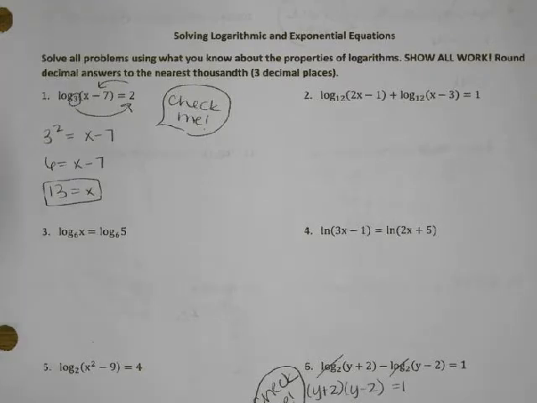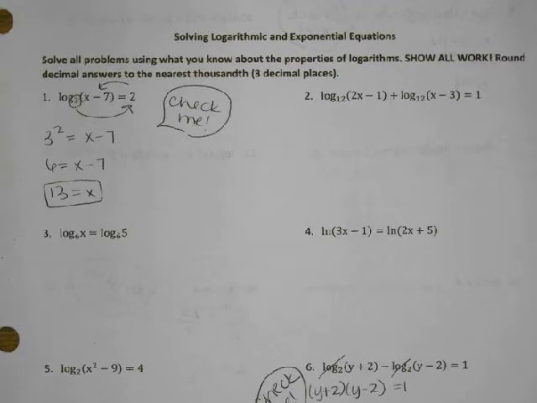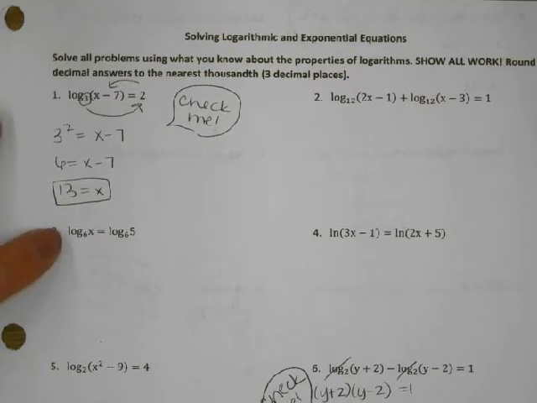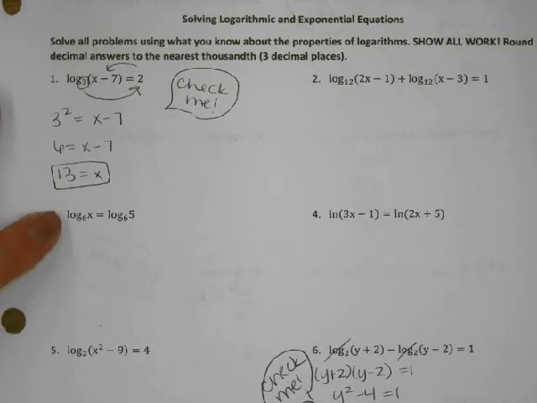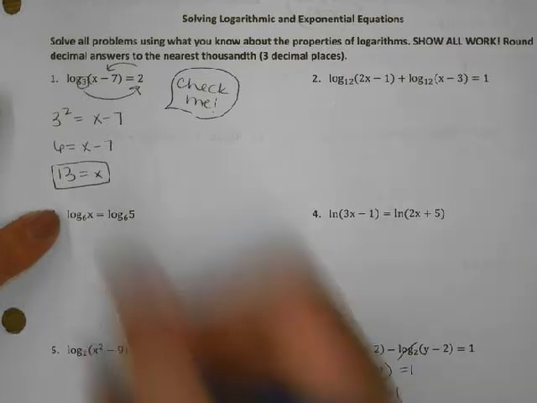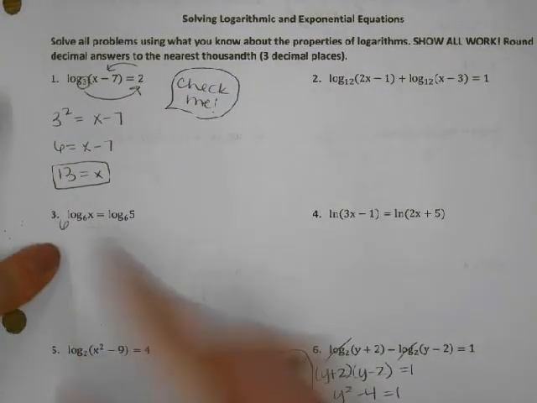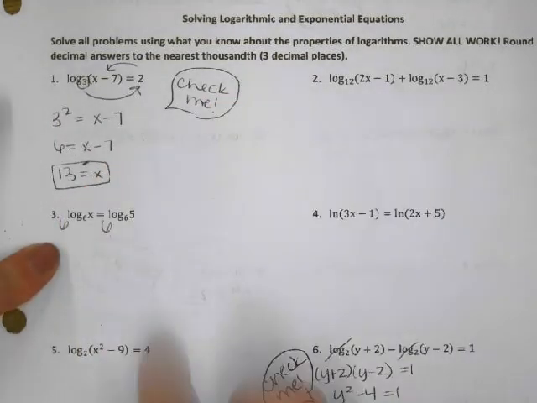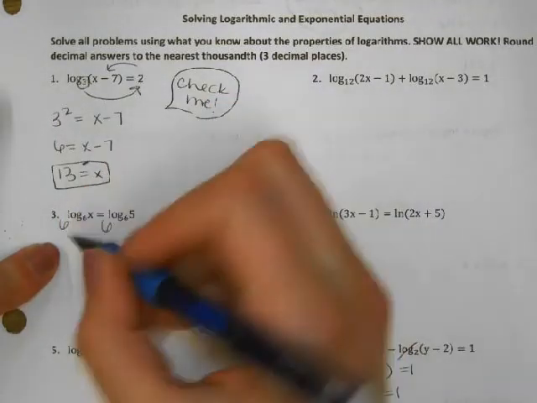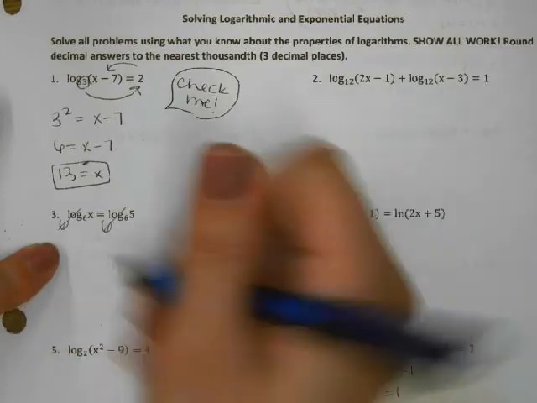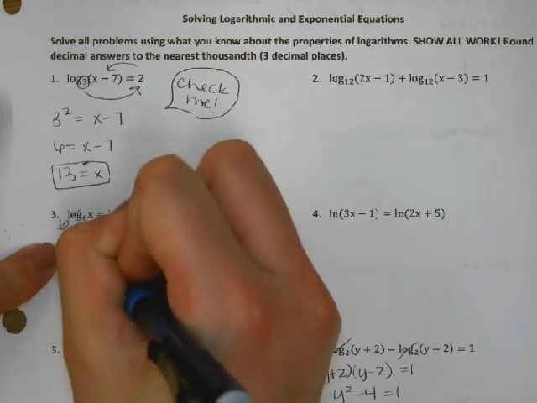So the first problem we're going to look at is number 3 because it's really simple. It says log base 6 of x equals log base 6 of 5. If I want to get rid of the log base 6, then I need to do the inverse of that. Inverses of logs are exponents. So we're going to write this as a base of 6 to the exponent of log 6, and a base of 6 to the exponent of log 6. And the 6 and the log 6 are going to cancel. You get x equals 5.